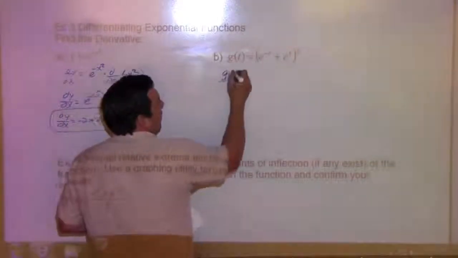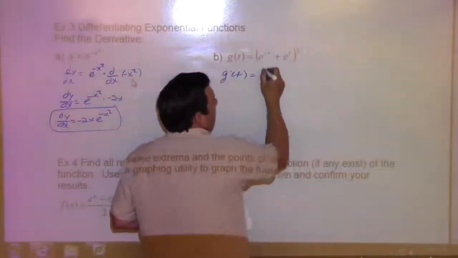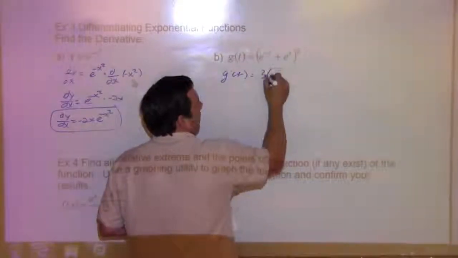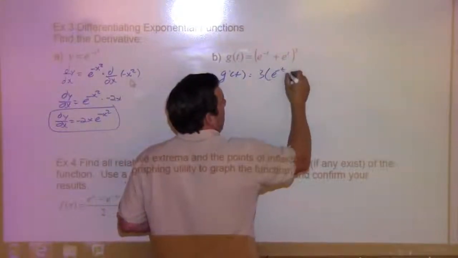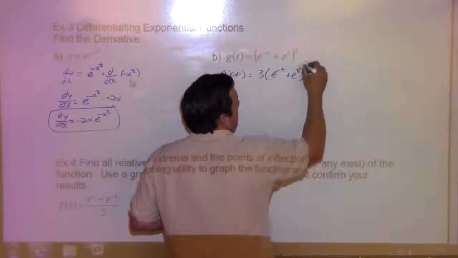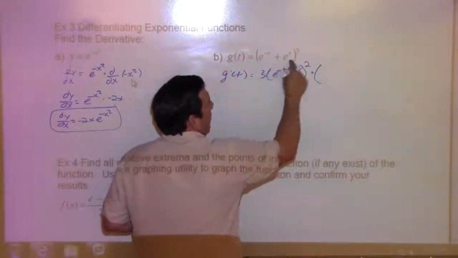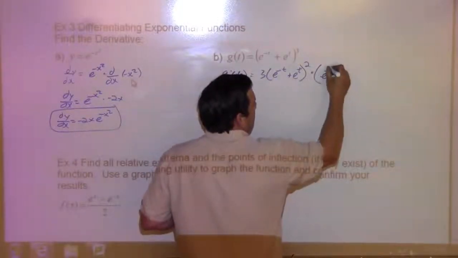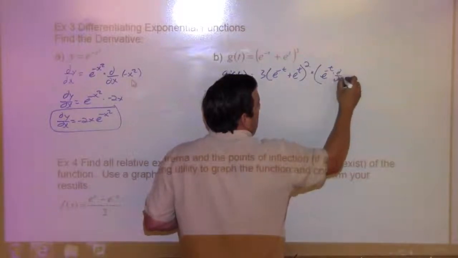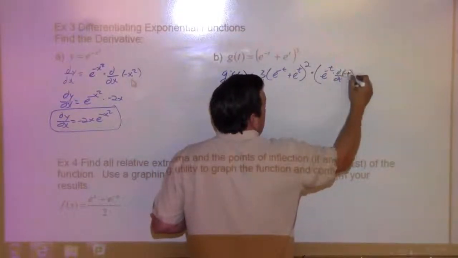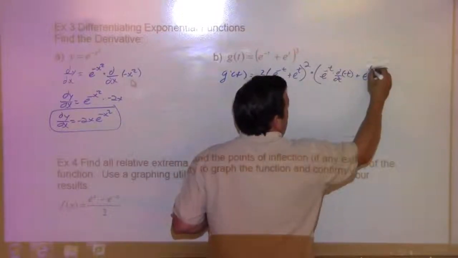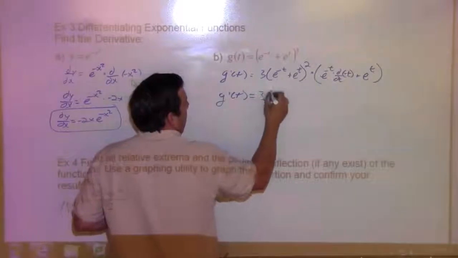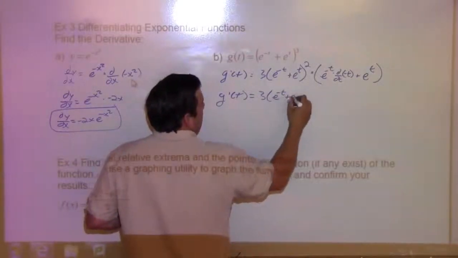Over here, g prime of t is going to be e to the, well, we have something cubed here, so bring the 3 out front, e to the negative t plus e to the t to the 2 power, then times the derivative of what's inside. What's the derivative of e to the negative t? That's e to the negative t times d/dt of negative t, plus this e to the t.